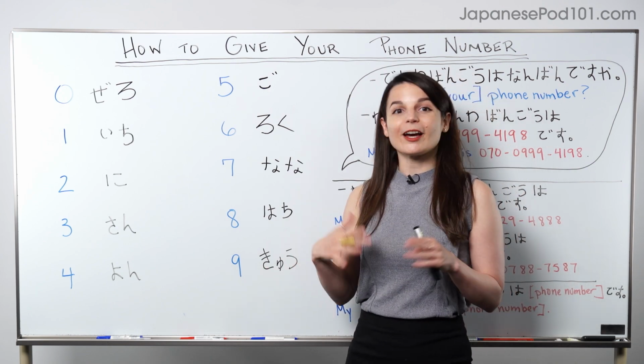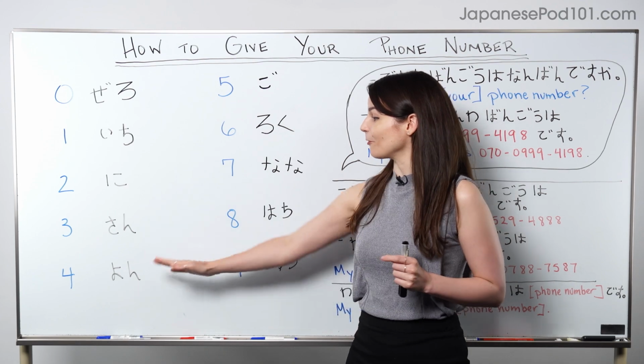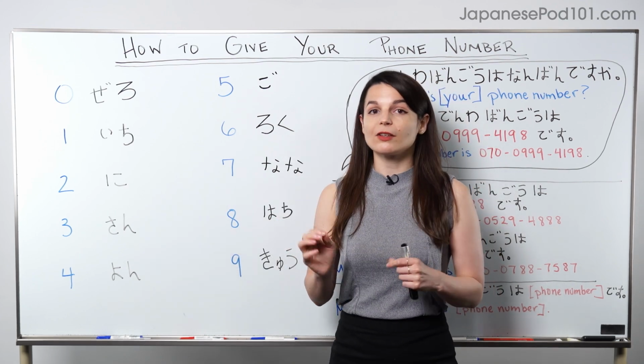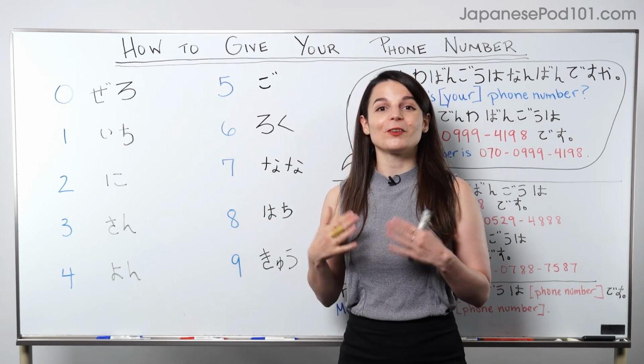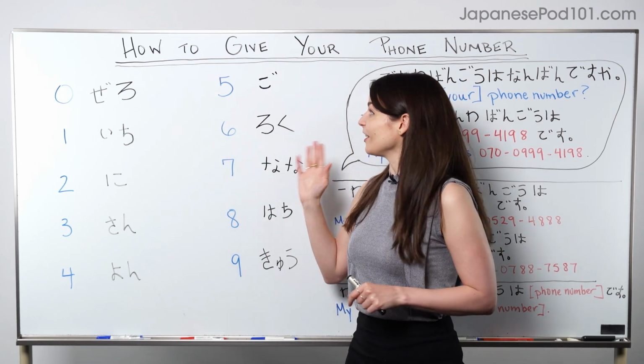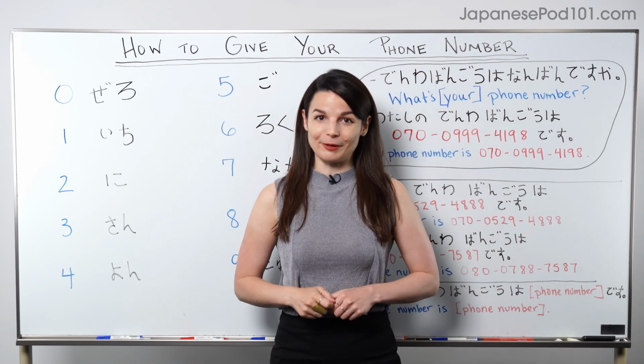So you might know a couple other words for numbers, like with 4 or 7, but when you're giving your phone number, you need to use these vocabulary words. So next we're going to look at a dialogue that uses these numbers to give your phone number.